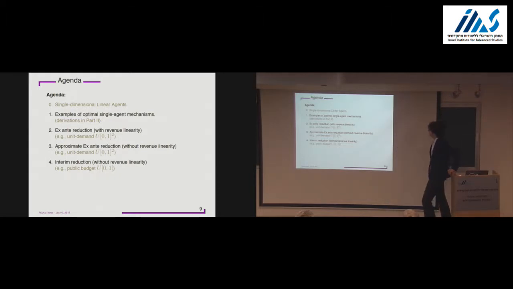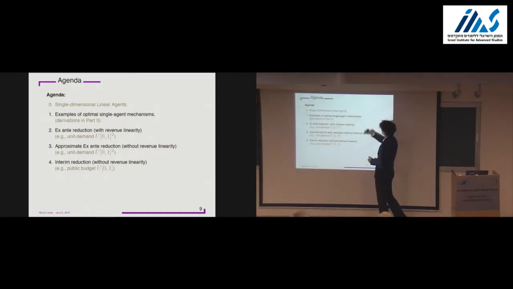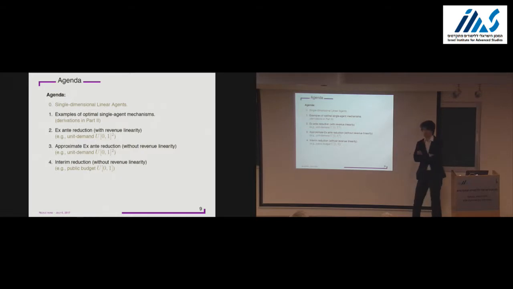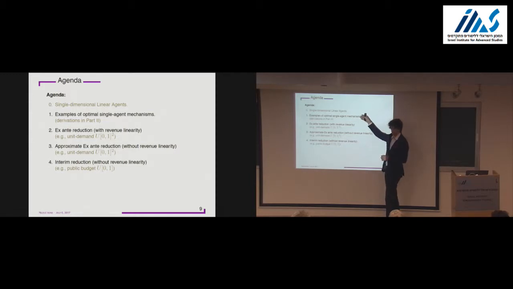Good. So here's the agenda for the rest of this part. I'm going to give you some examples of single agent optimal mechanisms, for various single agent problems. I'm not going to derive why these examples are optimal. I'm just going to say what they are and what they look like. And using the structure we'll observe from these single agent optimal mechanisms, we're going to then look at reducing multi-agent problems to these single-agent problems that I'm going to have just talked about.